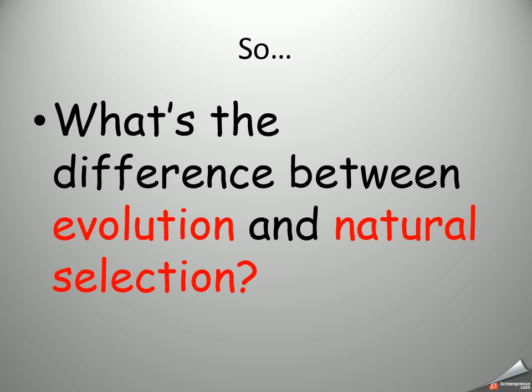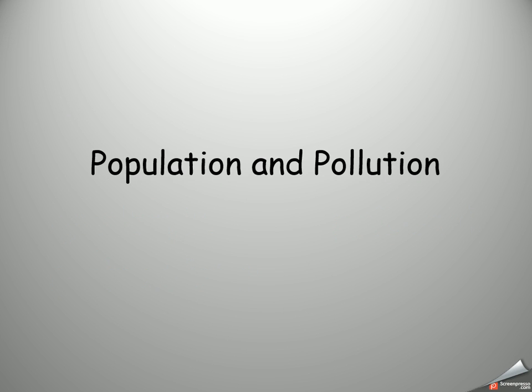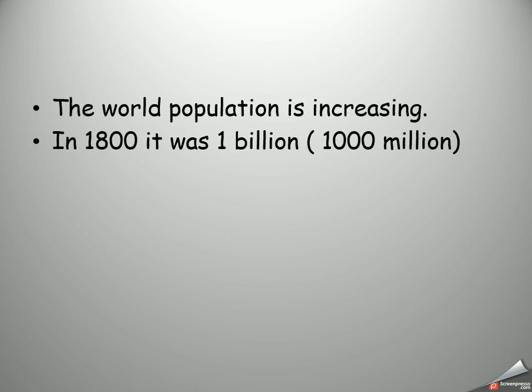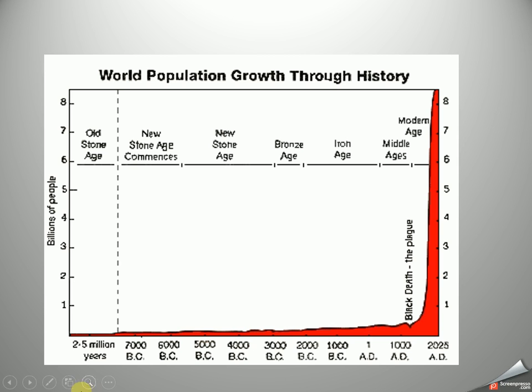Now, there was a lot that I've just been through, and like I said, guys, if you're still slightly unsure, just rewind the video and have another look at it again. Okay, population and pollution. Okay, the world's population is, I was going to say improving, but it's increasing. In 1800, it was around about 1 billion, which is 1,000 million. Now there are 8 billion. That's a big increase.